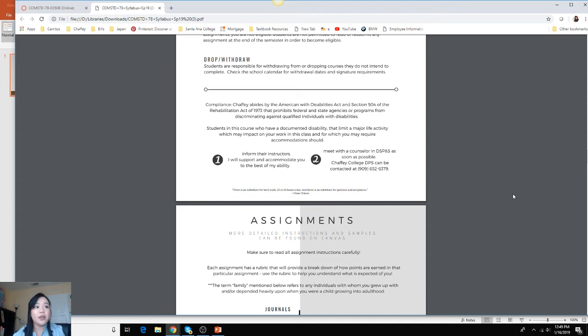If you are someone that identifies as a person with a disability, or you identify as a DPS student, do these 2 things. Always inform me and let me know. And also please make sure that you meet with a counselor in the DPS office as soon as possible.